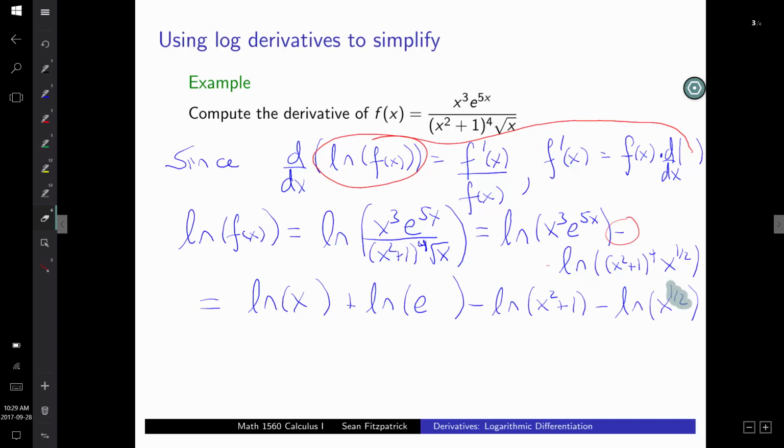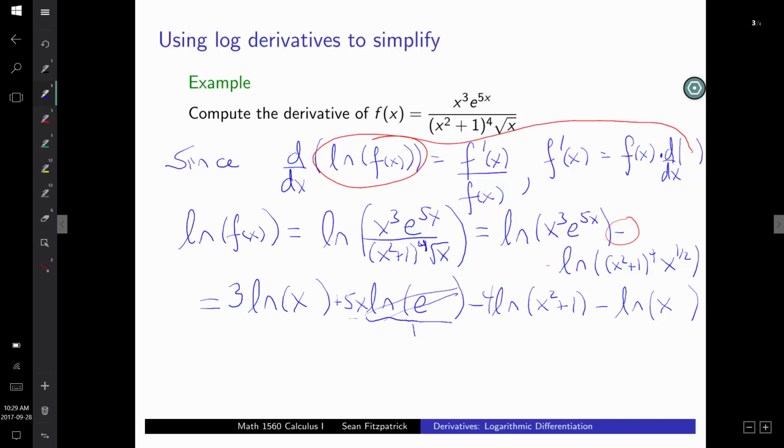Let's bring the powers down in front. What do I get then? I get 3 log x. I get, what do I get here? I get 5x. Let's make a bit of room there. 5x times log of e. And what's the log of e? The log of e is just 1, right? So this whole part goes away. I'm just left with 5x.